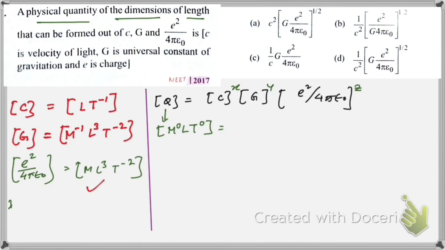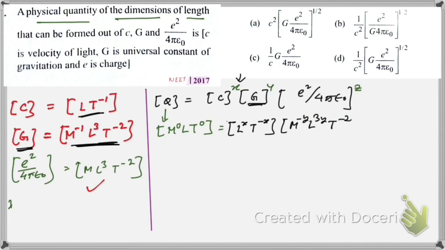So this is the dimension of... just wait. Because of this power x, this can be written as L to the power x, T to the power minus x, right? Then we have z here. This is the dimensional formula of z, and this is z to the power y, so we can write M to the power minus y, L to the power 3y and T to the power minus 2y.